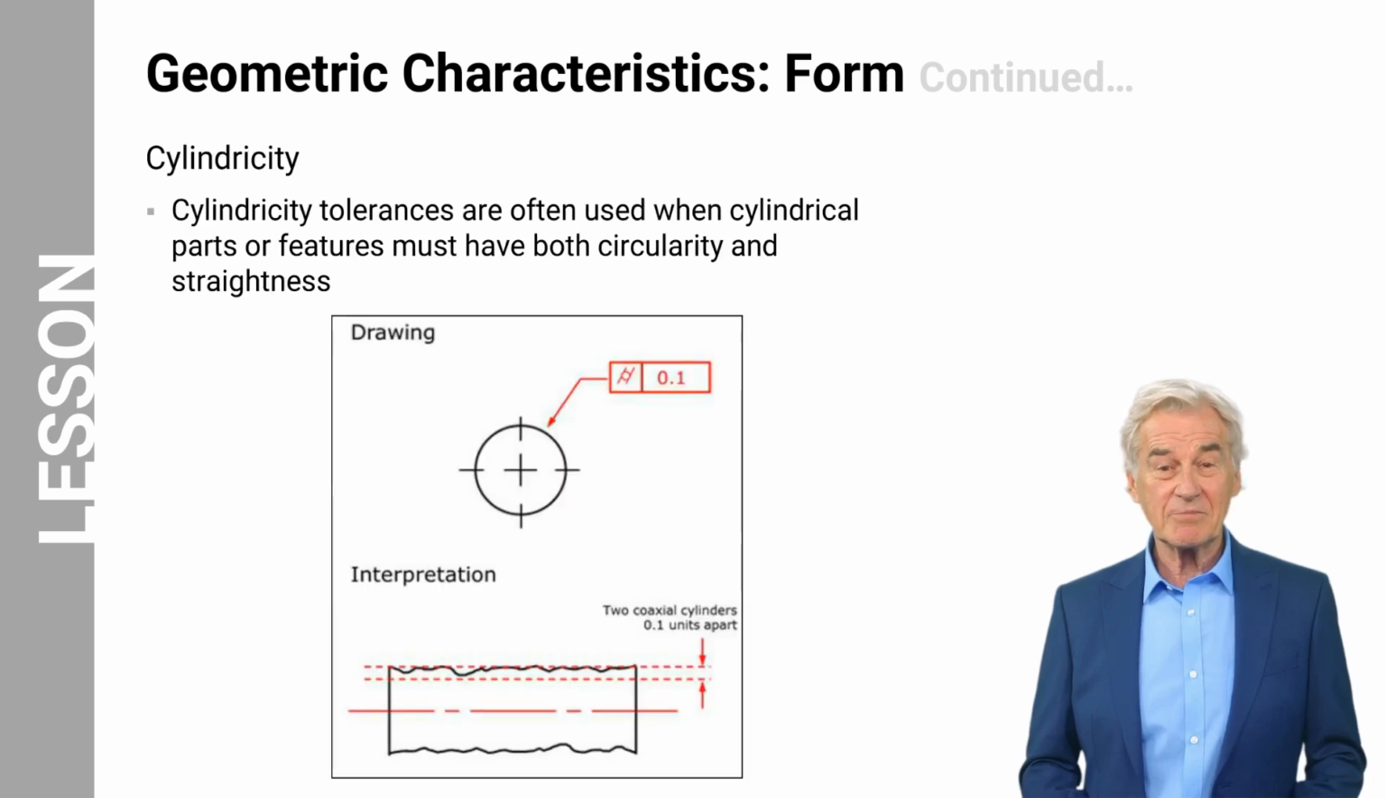The last form geometric characteristic is cylindricity. The figure shows the cylindricity applied to the cylinder. In this case, the tolerance zone consists of two coaxial cylinders that are less than 0.1 units apart. Circularity tolerances are used to account for the roundness of circular parts or features. Cylindricity tolerances are often used when cylindrical parts or features must have both circularity and straightness. This can apply to cylindrical and spherical shapes such as cones, pins, and camshafts.